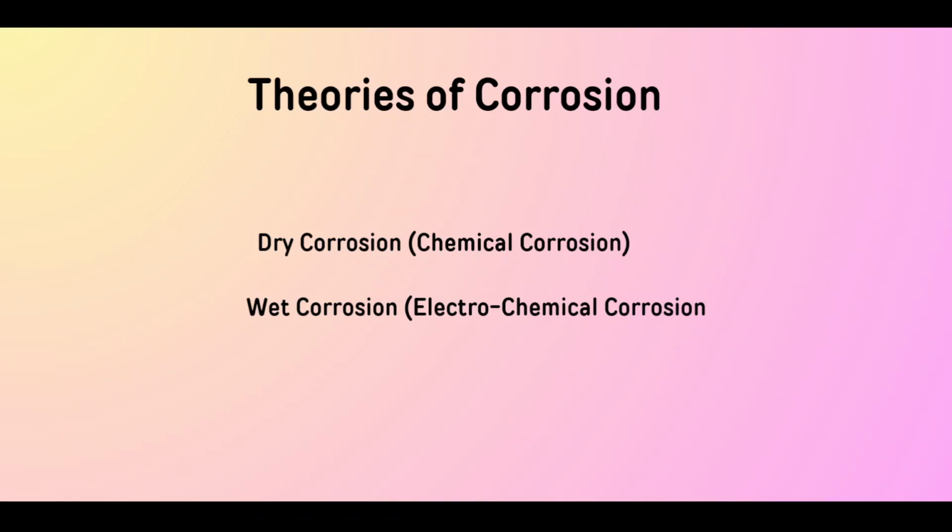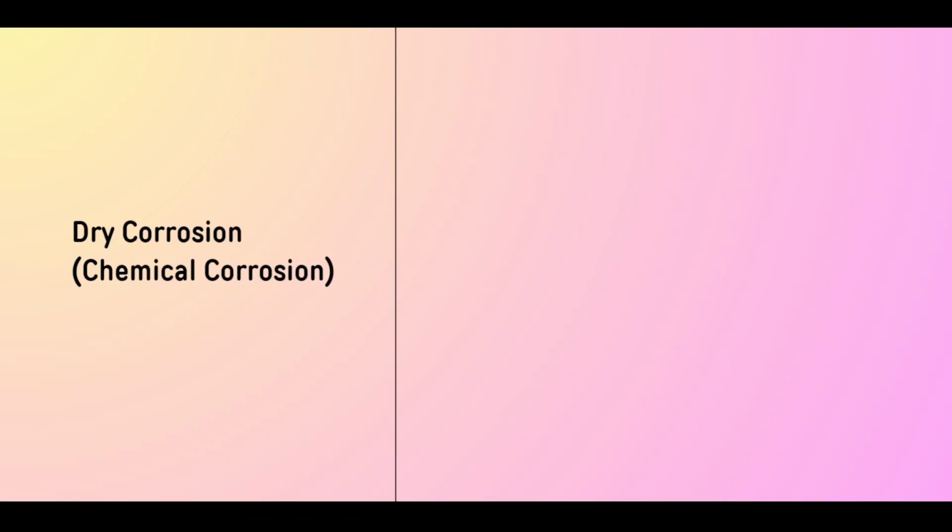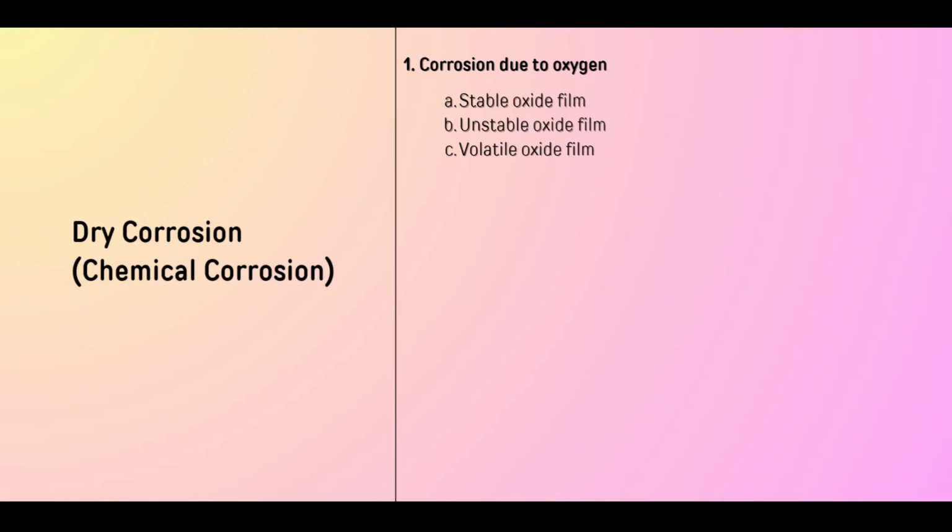Now let us see the different kinds of dry corrosion. Corrosion occurs mainly through the direct chemical action of atmospheric gases. There are three main types of chemical corrosion. The first one is corrosion due to oxygen. This is further divided into three types: stable oxide film, unstable oxide film, and volatile oxide film. The second one is corrosion due to other gases. It may be due to a protective film or a non-protective film.